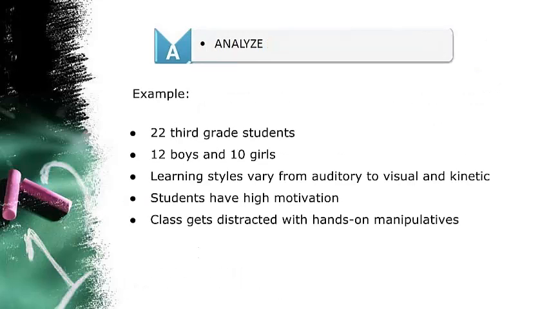In our lesson, this would be shown as the 22 third grade students, 12 of which are boys and 10 are girls. Their learning styles vary from auditory to visual and kinetic. Students have a high motivation for learning, and this class seems to get a little distracted with hands-on manipulatives.